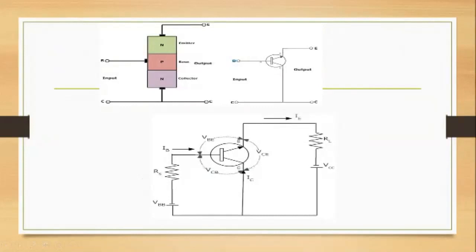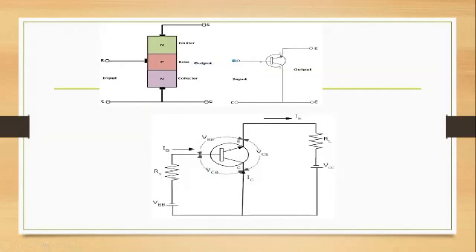In this circuit diagram, VBB is the base supply voltage. RS means source resistor, the input resistor. IB means base current. VCB is the base-collector voltage. VBE is the base-emitter voltage. VCE is the collector-emitter voltage. RL means load resistor. VCC means collector supply voltage. Here IB means base current, IC means collector current, and IE means emitter current.